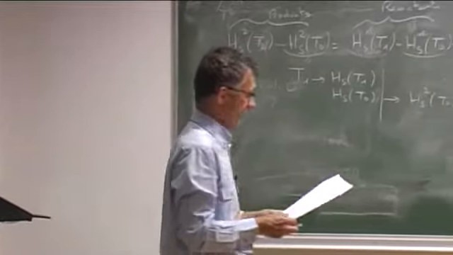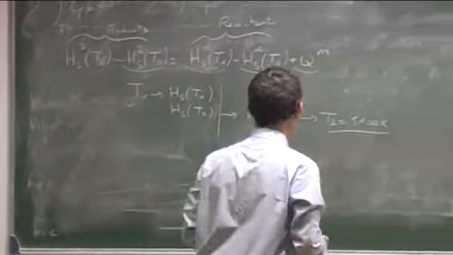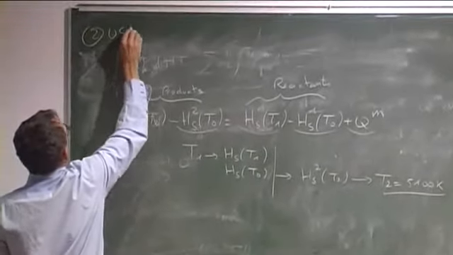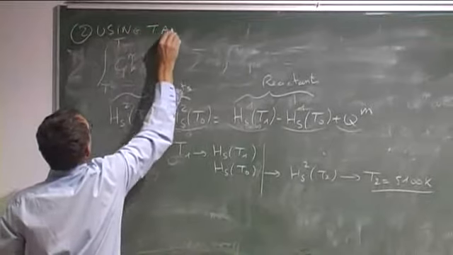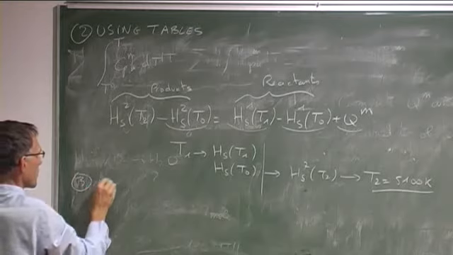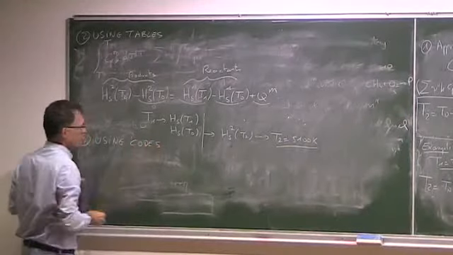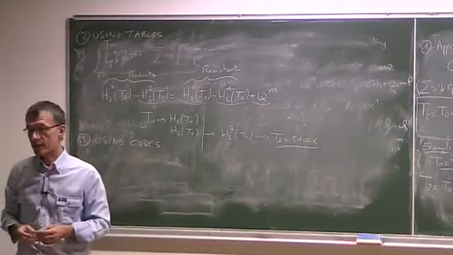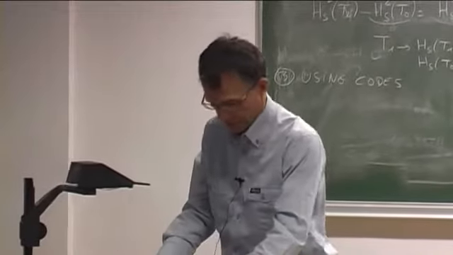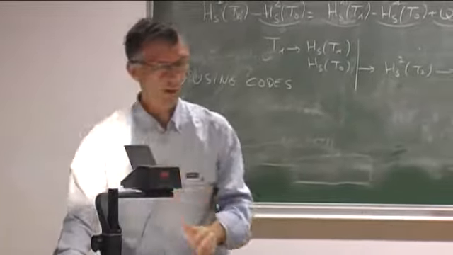Okay, so let me finish now with what you are going to do probably most often. So this was the second method, using tables. Now there's a third method, which is called using codes. Of course, this equation is quite simple to solve if you have a numerical tool to do that. So let me just show you how this will look.